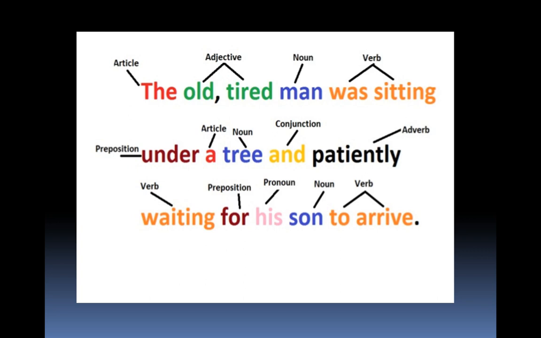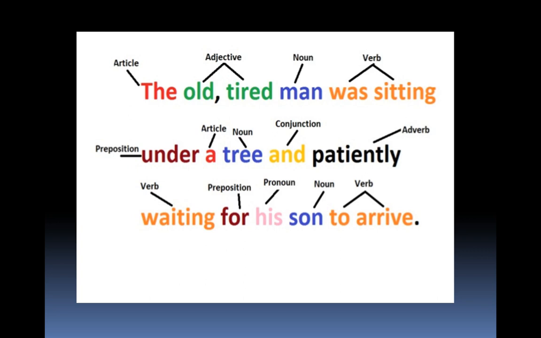His is a pronoun which we have used as a replacement of old tired man. We could have said this: the old tired man was sitting under a tree and patiently waiting for the old tired man's son to arrive. Students, it will not sound good if we use the old tired man twice in the same sentence, right? That is why we have eliminated the second one, and we have used the word his instead of it. So here his is a pronoun.